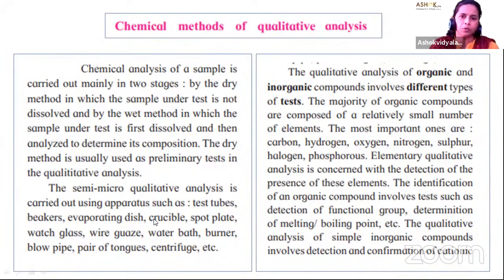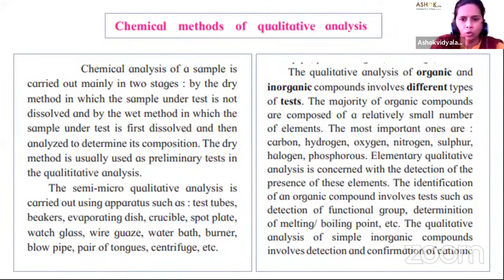You will require a centrifuge to separate the precipitate in your test tube which forms during the testing. We will require a burner, blowpipe. Now, when we come to the practical this week, we will definitely go through all the apparatus in the lab, and then we will begin our experiment. Now, qualitative analysis is of two types, students. You can go for the organic analysis and inorganic analysis.